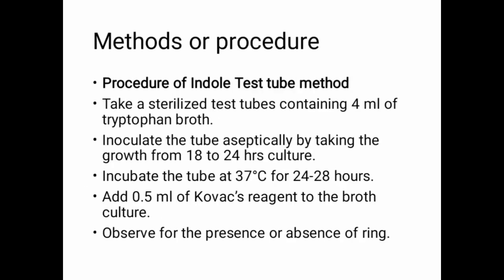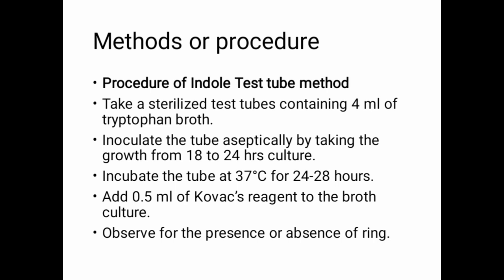So let's discuss the methods to detect the indole one by one. For the procedure of the indole tube method, we take a sterile test tube containing 4 ml of tryptophan broth and inoculate the tube aseptically by taking the broth from an 18 to 24-hour culture, and incubate the tube at 37 degrees centigrade for 24 to 48 hours.